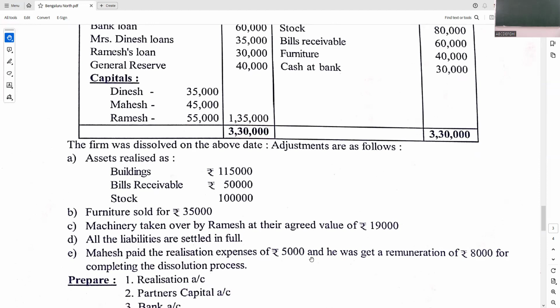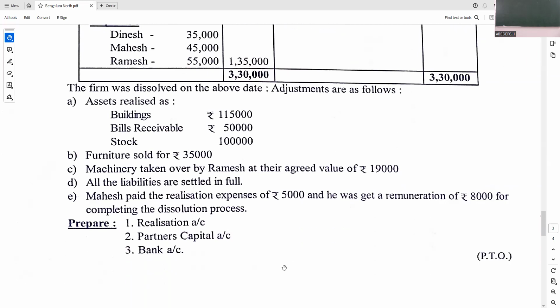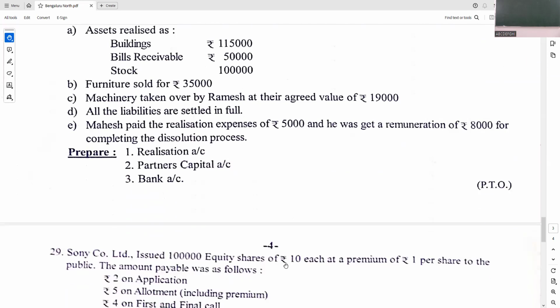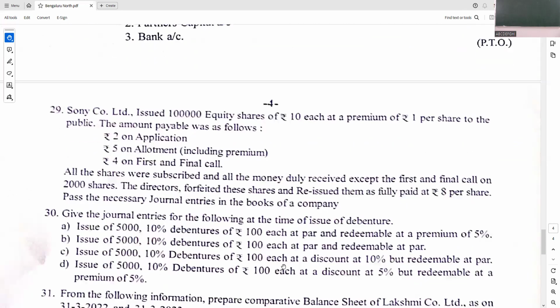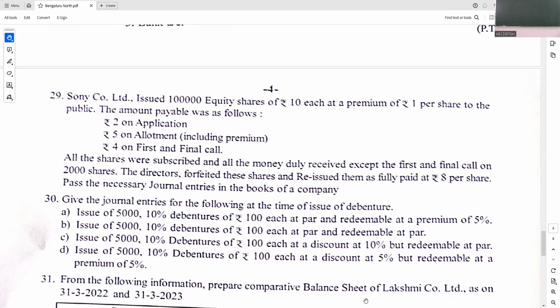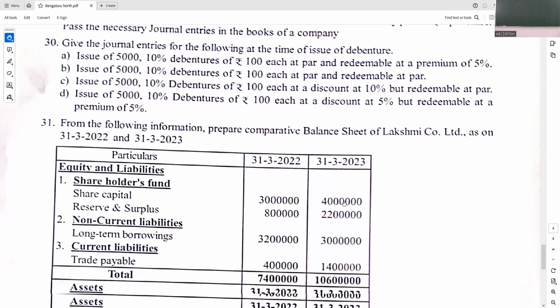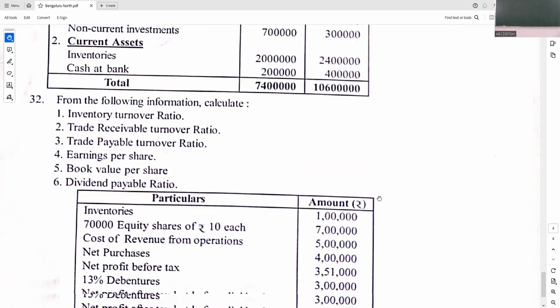Question 28. Again, simple problem. Not much difficult. But a good problem compared to other district papers. I'm finding that this is a good paper. Question 29. Sony Company Limited issued, a very simple problem here again. Not much to experiment. Rest all is very simple.